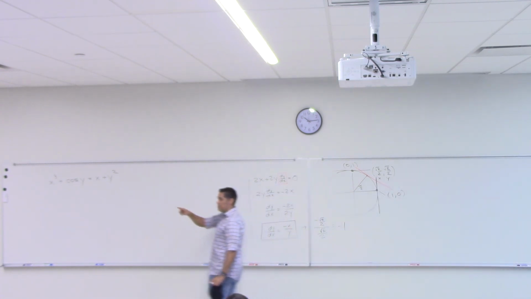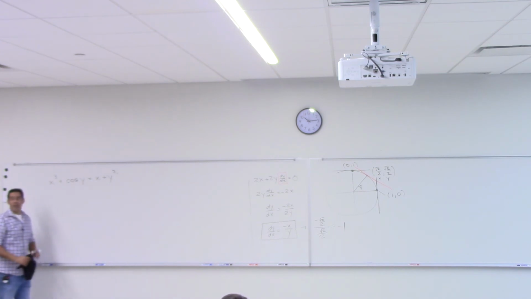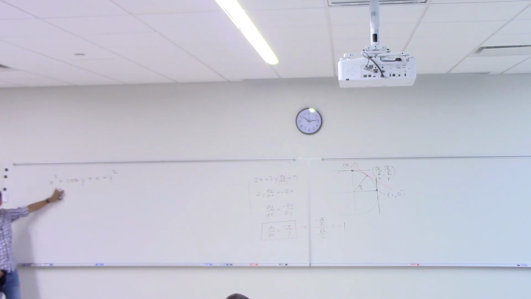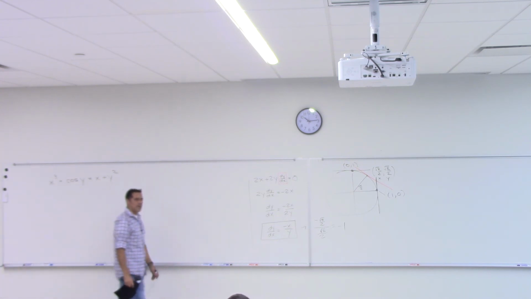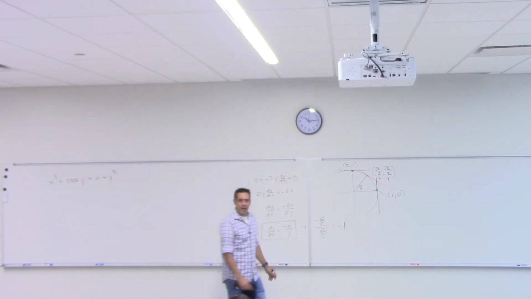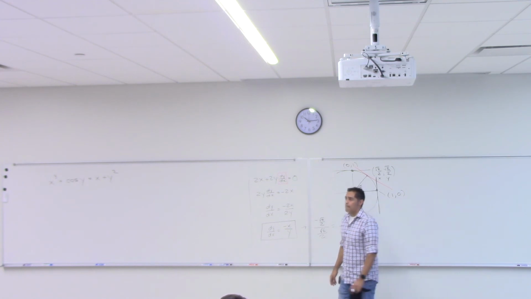There are points that you can find, x's and y's, that plug into this and make it true. And there's a lot that don't make it true, right? But those are all the points that make this true. It would be useful if I could find the slope of the tangent line anywhere on that curve, right? Yes?